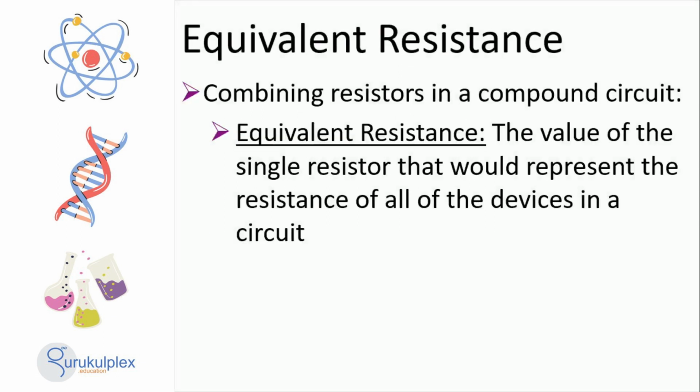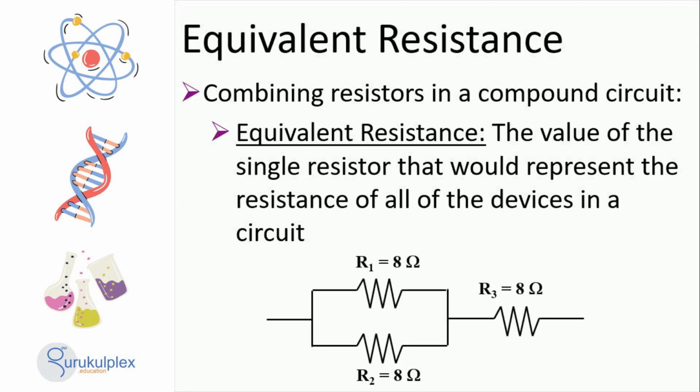The equivalent resistance of a circuit is the value of the single resistor that would replace all of the other resistors in the circuit and still produce the same level of resistance. An example of this would be a circuit with 3 resistors of 8 ohms each, which can be combined to produce an equivalent resistance of 8 ohms. Combining resistors into a single equivalent resistance is an essential concept in electrical engineering design.